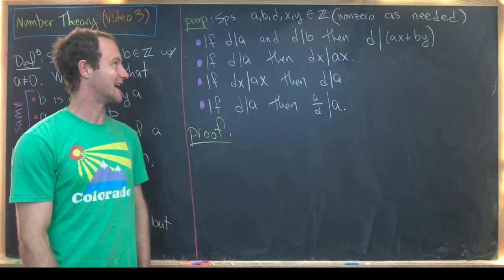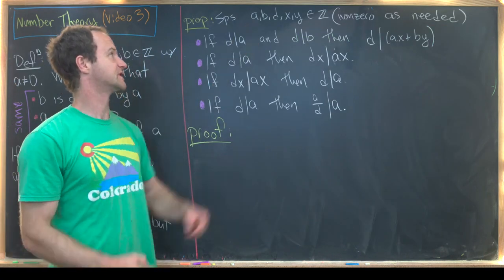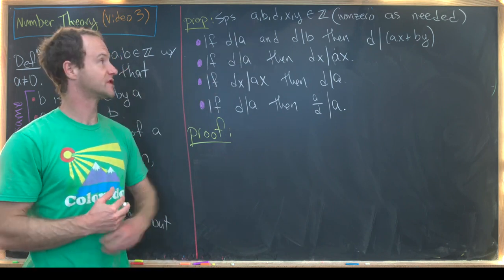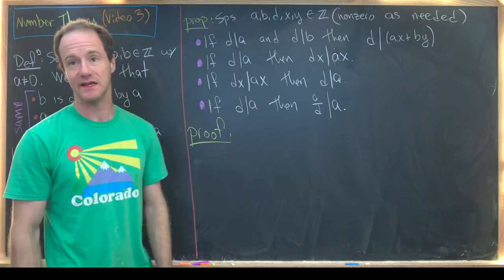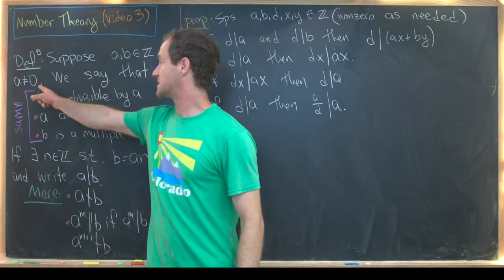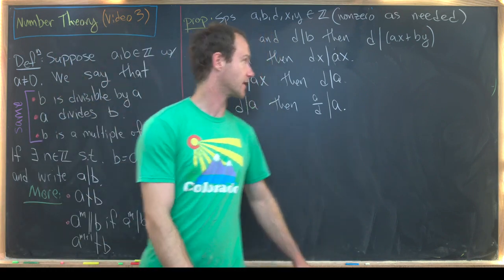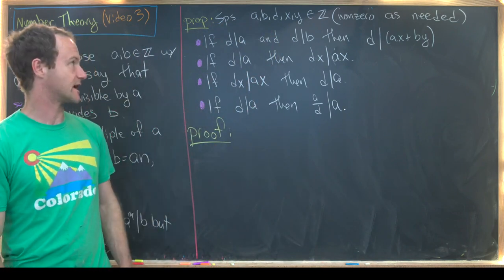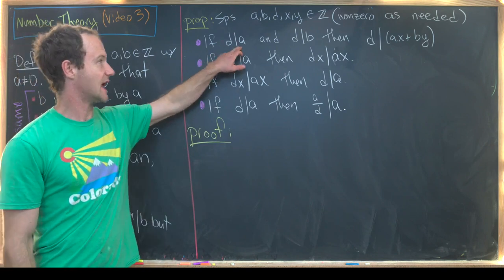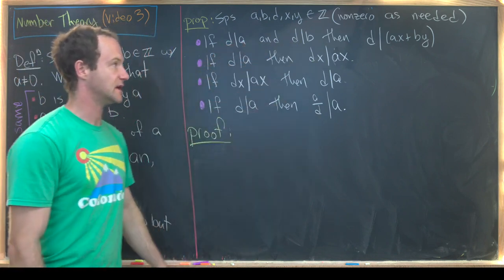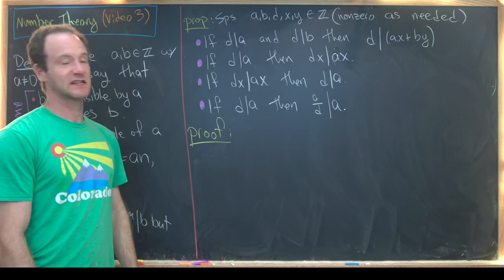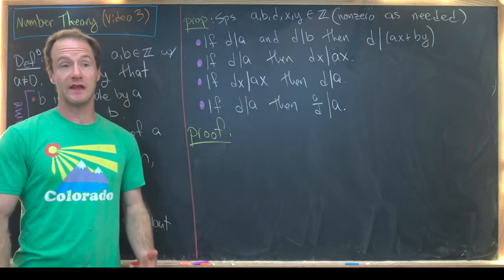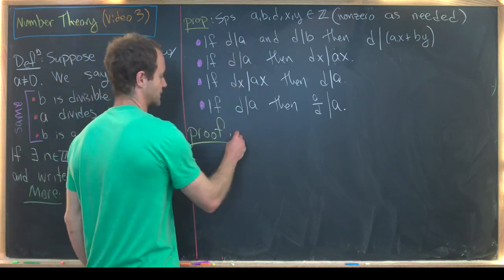Okay, so let's look at this next proposition. So we want to suppose that A, B, D, X, and Y are integers, non-zero as needed, so that divisibility makes sense like our definition over here. Then we have the following 4 results, which we'll take one at a time. So if D divides A and D divides B, then D divides AX plus BY. So notice X and Y are free in that setup. So let's maybe do this one first.